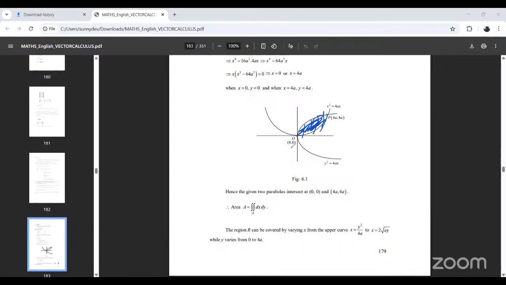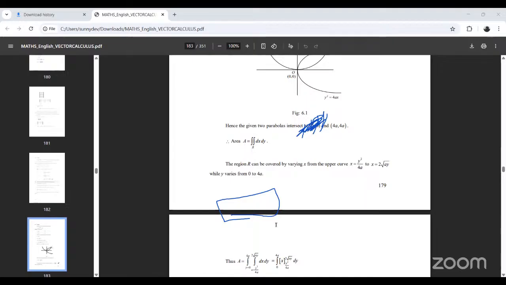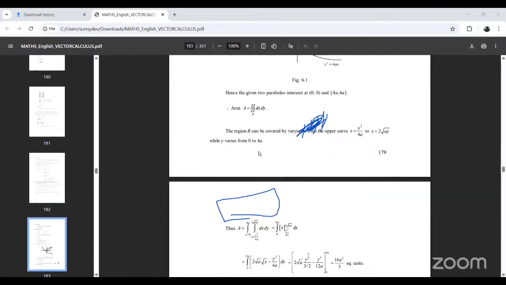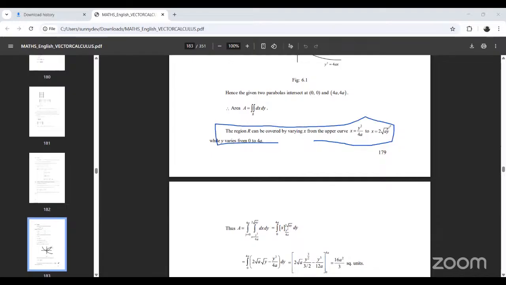Okay, so this is (0, 0) and this is (4a, 4a). Now the area formula is the double integration of dx dy. So the region R is covered by x varying from the upper curve to the lower curve, and y varies from 0 to 4a. From these two equations, we can find the x values. So that is y squared equals 4ax.